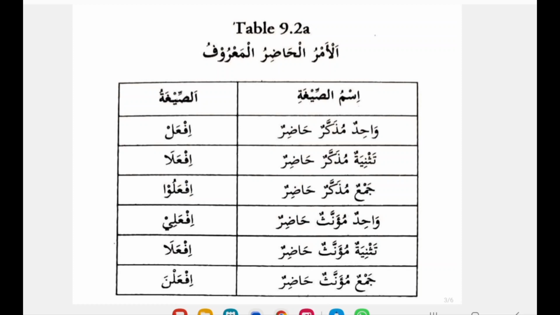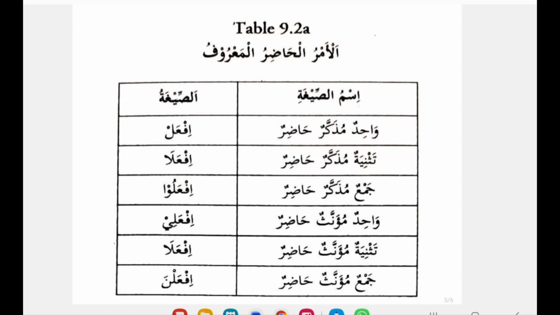Now this is what the table looks like in Arabic. As you can see, on the left: if'al, if'ala, if'alu, if'ali, if'ala, if'alna. So if'al is wahid mudhakkar hadir, meaning it's singular, masculine of the second person. All of them are going to be the second person because they're made from the second person. When you talk to someone, you tell them do this, it's obviously second person.